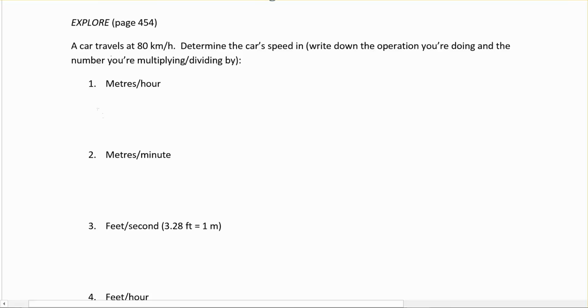So this one says a car travels at 80 kilometers an hour. Determine the car's speed in, and then it says write down the operation you're doing and the number you're multiplying by or dividing by. So I'll show you what I mean by that.